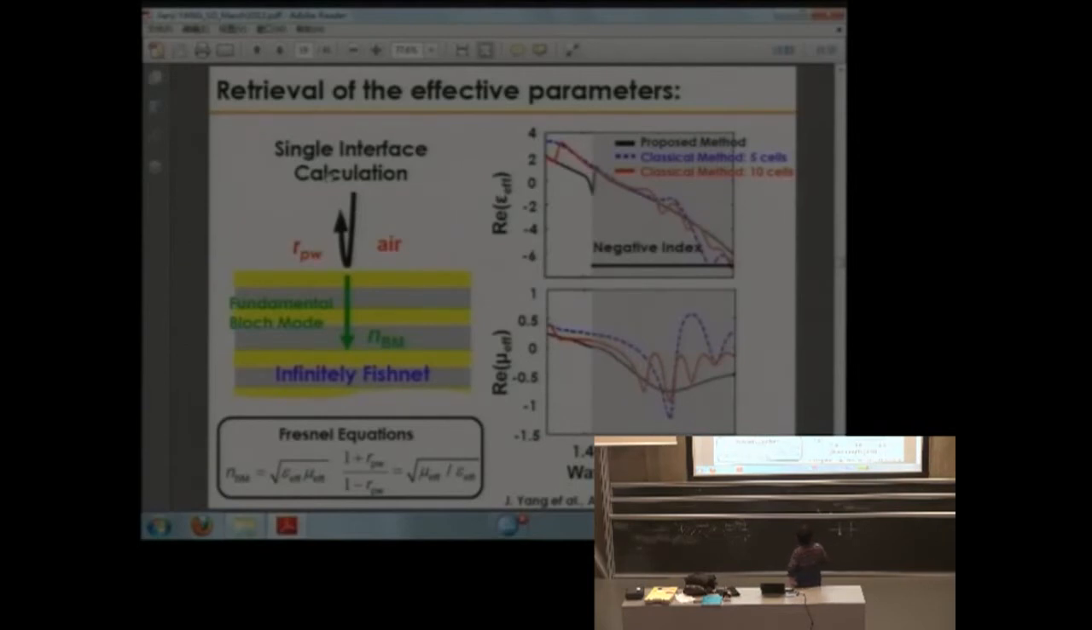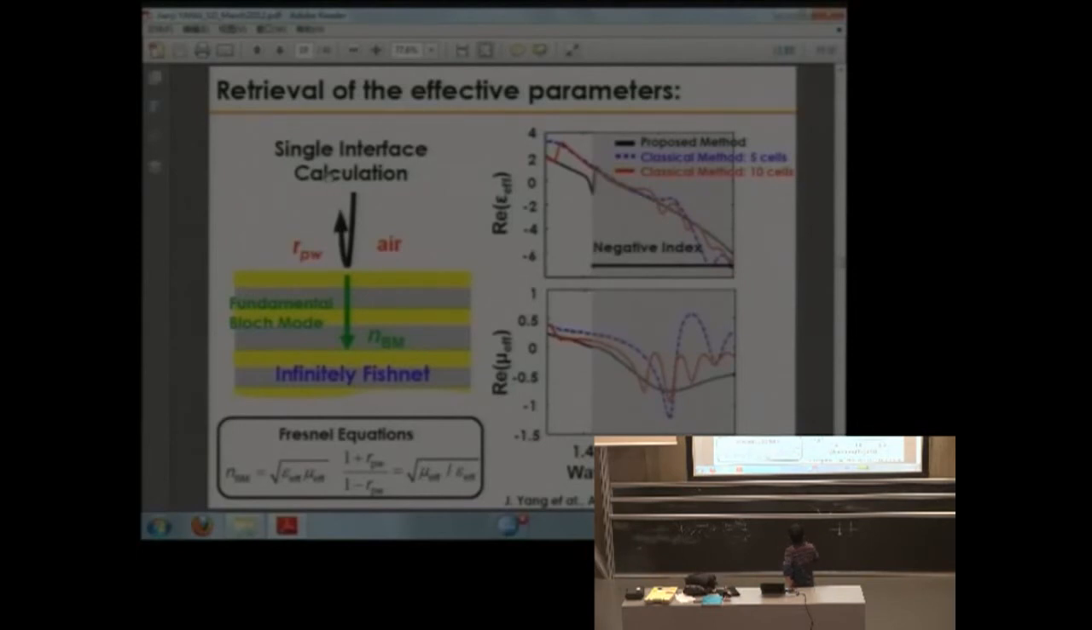We also retrieve the effective parameters using the classical method, for comparison, for fishnet slabs with 5 and 10 unit cells. Clearly, the results by the classical method all converge to the result by our proposed method.